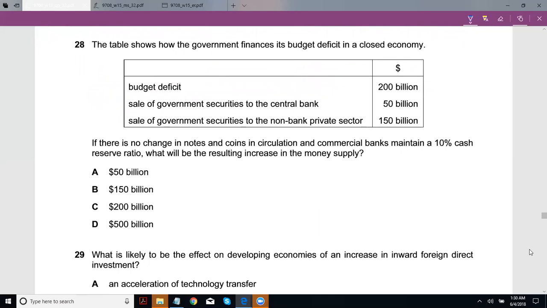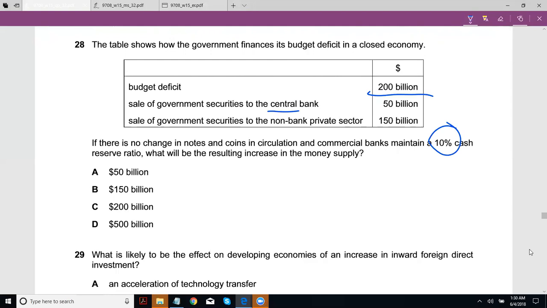28. The table shows how the government finances its budget deficit in a closed economy. So the deficit was this much. It takes 550 from the central bank and 150 from the sale of government securities to the non-bank private sector, so to households and so on. If there's no change in notes and coins in circulation, and commercial banks maintain a 10% cash reserve ratio, so that's basically your liquidity ratio, what will be the resulting increase in money supply? So if you look, multiplier.